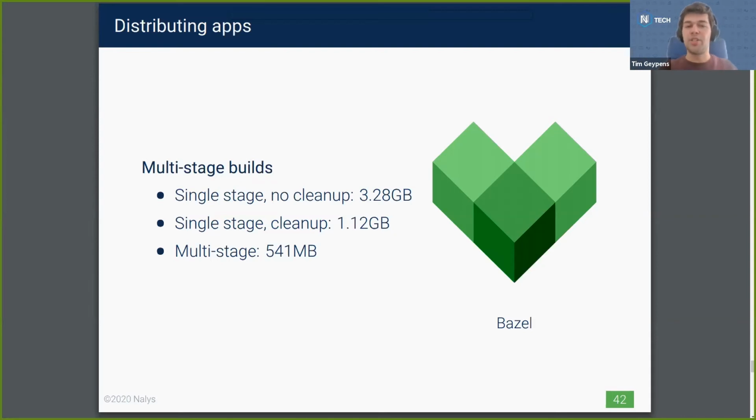But just using multi-stage, the Dockerfile became a lot simpler again, and we reduced the image to only half a gigabyte. So you can see that multi-stage offers a lot of advantages here.